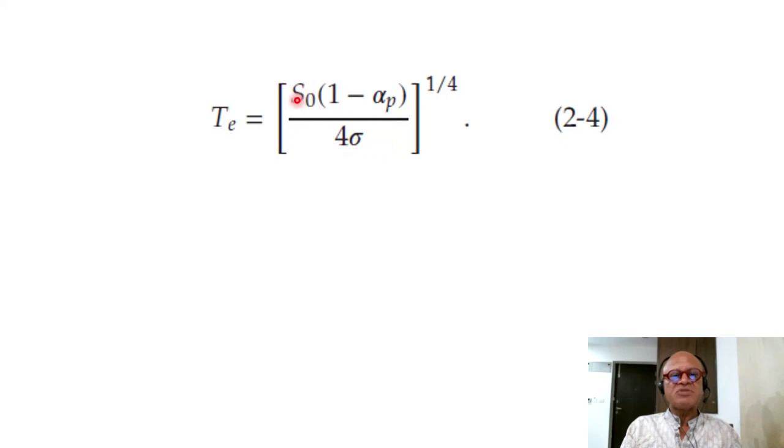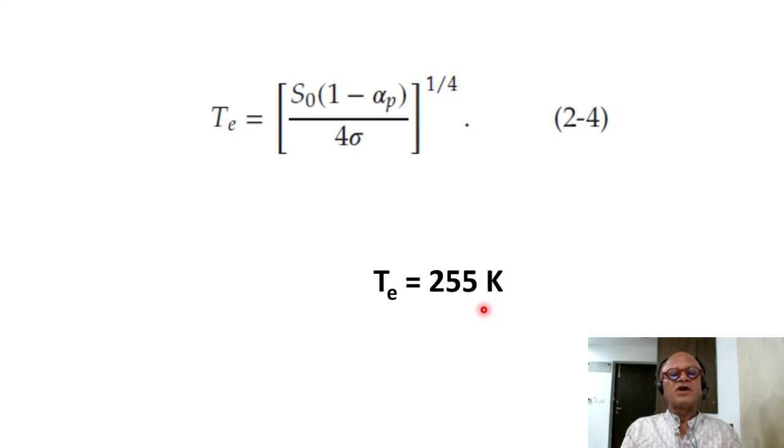We know all these numbers. This is about 342 watts per meter squared. This is about 30%, 0.3. Sigma is a number that has a certain unit. When you plug it in, you get an emission temperature of 255 Kelvin, which is the temperature we said is observed at the top of the atmosphere.